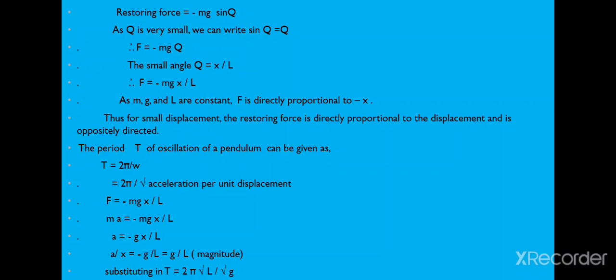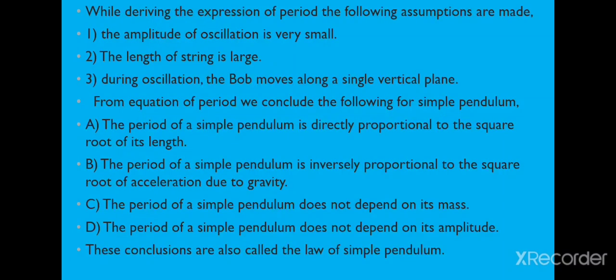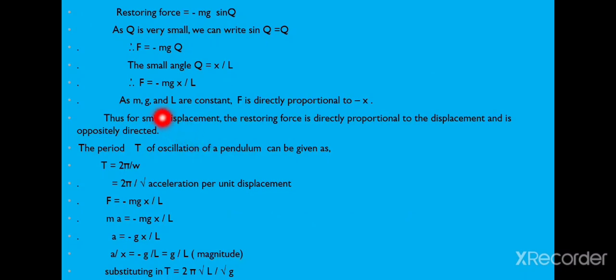Therefore, this force is equal to minus mgx divided by L. Here m, g and L are constant. Therefore, F is directly proportional to minus x. Thus, for small displacement, the restoring force is directly proportional to the displacement and oppositely directed. That means the negative sign indicates that force and displacement are in opposite directions.